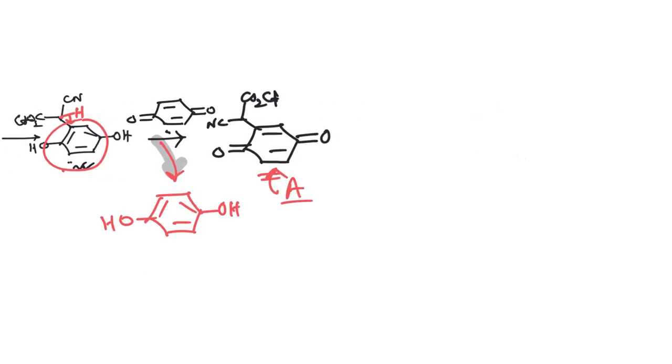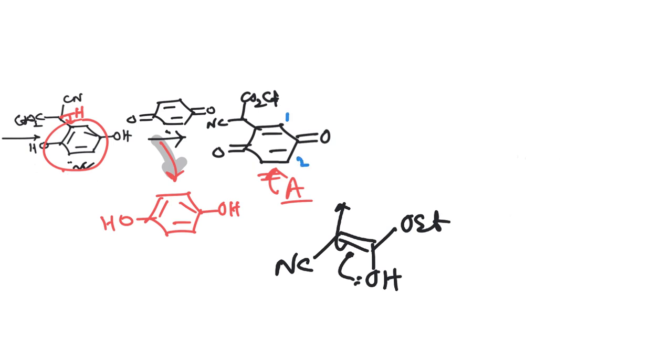Now on this product A, we have to remember that one more equivalent of this enol is present, because we have used two equivalents of the active methylene compound. This enol can attack on this system, but there are three potential positions. This is 1, this is 2, this is 3. Three positions can undergo attack from this enol. Now we have to decide on which position the attack will take place.